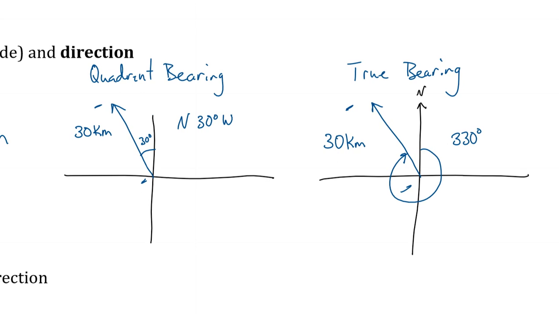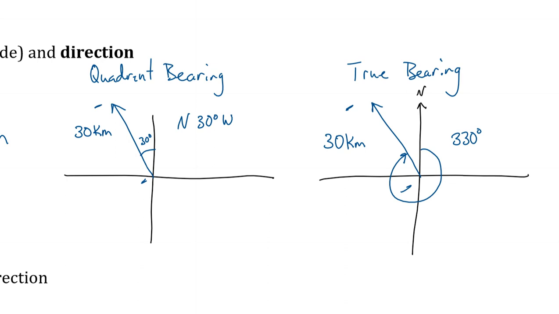So both of these vectors mean the same thing, just different notational ways of stating what they are. Quadrant bearing is north 30 degrees west. True bearing would be 330 degrees, and that's just a standard that it starts from north and rotates clockwise. This is a bit awkward for math because in math, we're very used to angles in standard position that start, you would say, at the axis that's pointing east and rotate counterclockwise, as we're very familiar with.